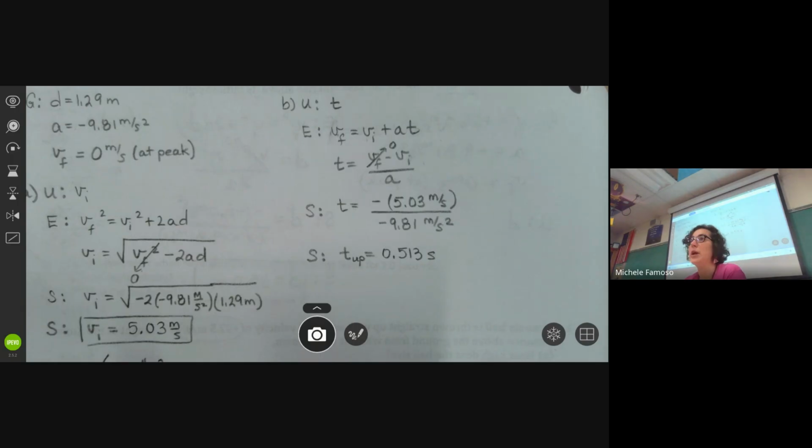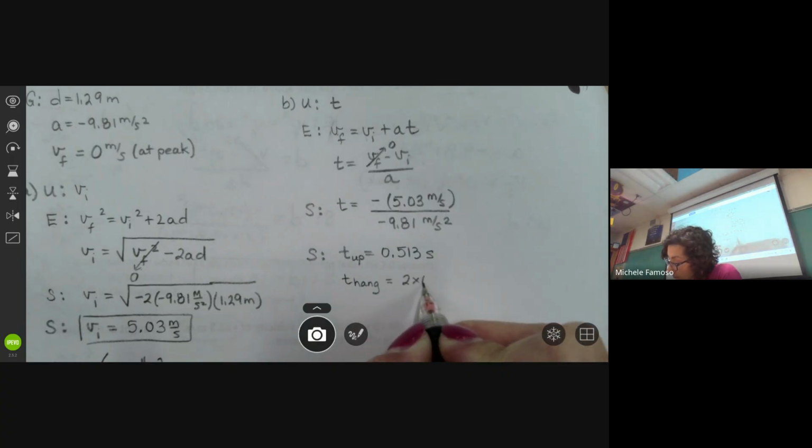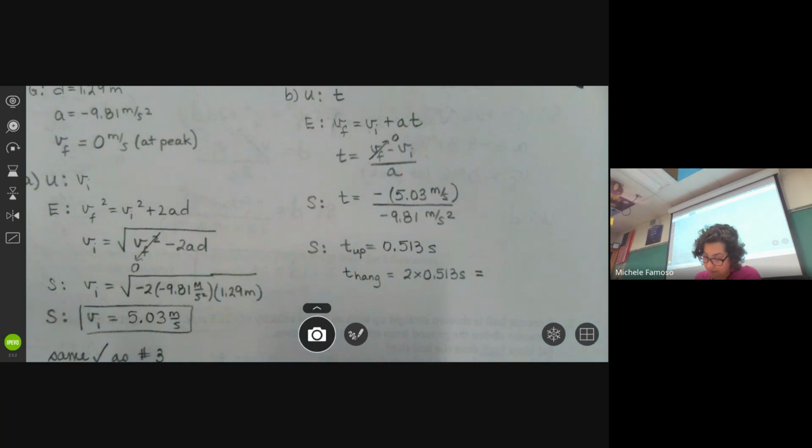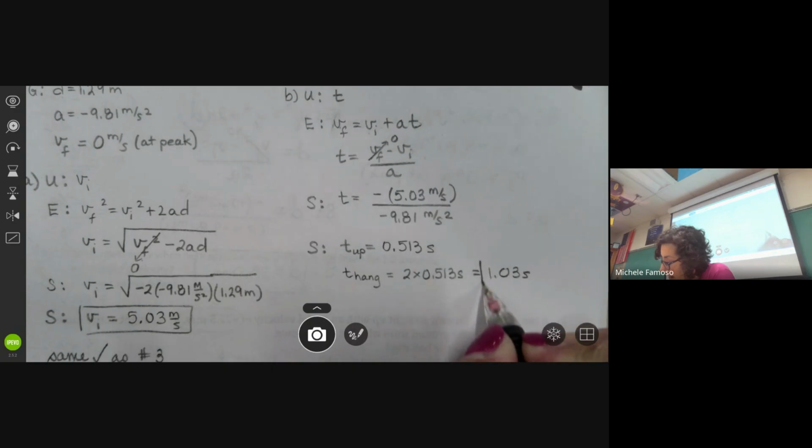Do I want the time going up? Is that what I asked you for in the question? What time did I want? Hang time. Do you remember what you have to do to get the hang time? Double it, right? So let's go ahead and double that. And Ryan, we're going to keep 3 sig figs. So what does that give us? 1.03 seconds. That is our final answer.